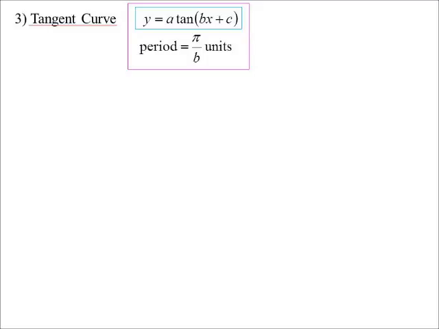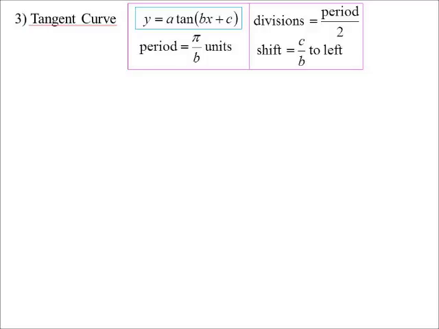I haven't worried about amplitude, even though I've put an a out the front there, but when you're talking about tan curves, amplitude's meaningless. It goes down to minus infinity, all the way up to infinity. It doesn't have an amplitude. And the divisions, this time it'll be the period divided by 2. Because the period is halved, then the number of divisions I need is also halved. So it's just period divided by 2 rather than period divided by 4. And of course we could have some shift happening as well. All right, let's draw a tan curve.